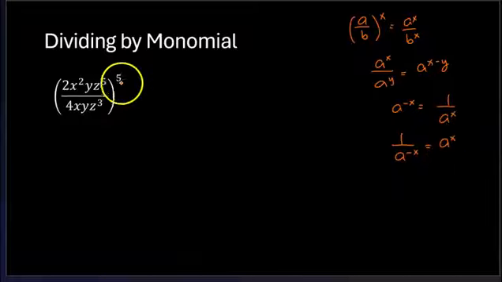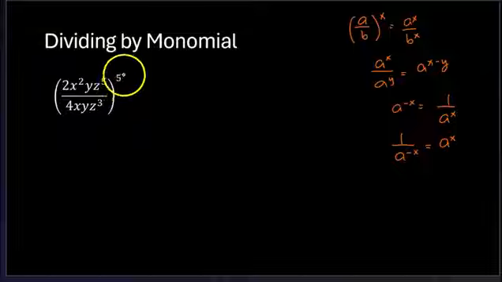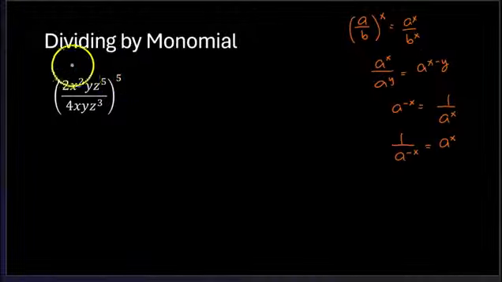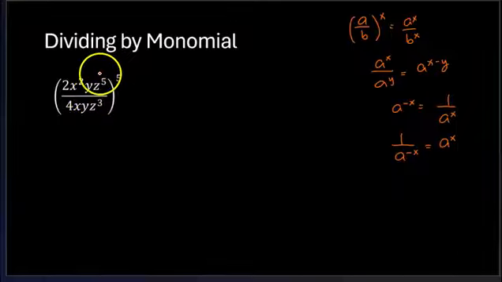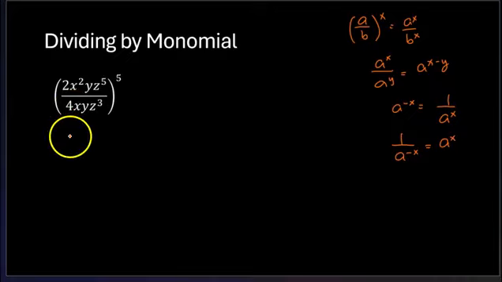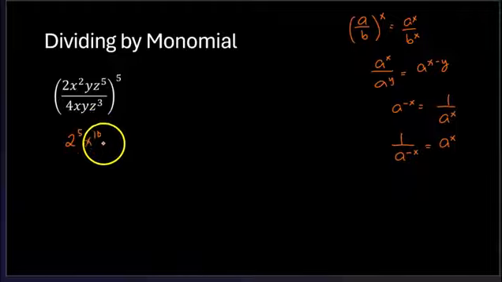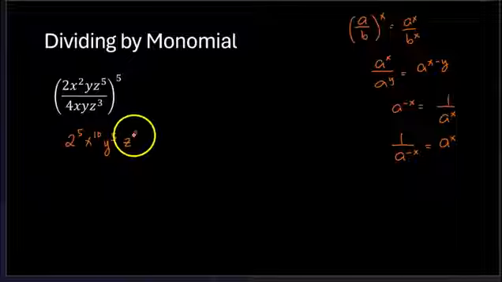So we will be distributing 5 both to the numerator and denominator, raising this expression to 5. Since 4 is also a power of 2, I will not simplify at this point. I'll just do first 2 raised to 5, x raised to 10, y raised to 5, and 5 times 5 is 25.